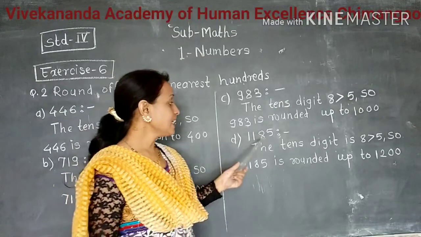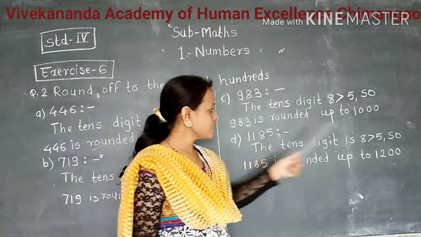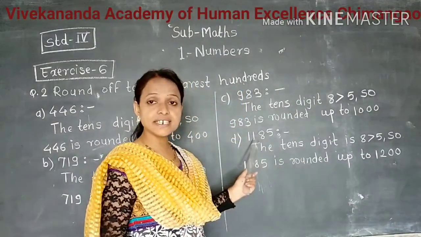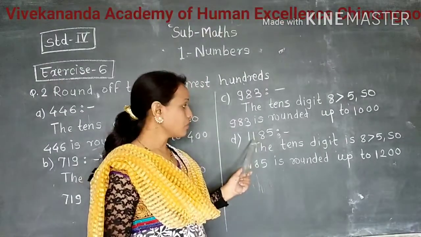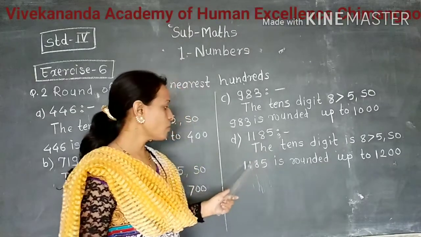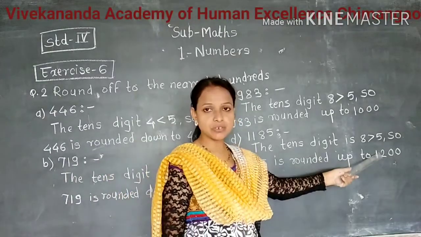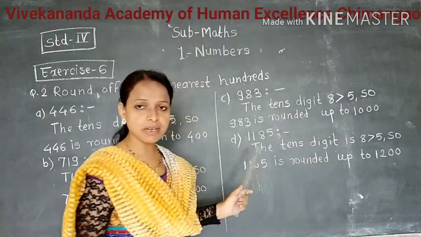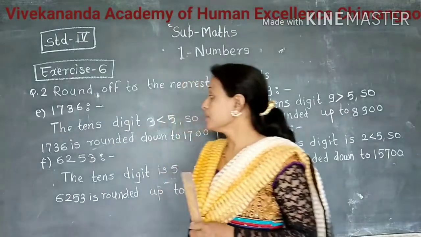Next number 1185. Here the ten's digit is 8 which is greater than 5. So here also the one's digit is replaced by 0, the ten's digit is replaced by 0 and the 100 digit is increased by 1, means 1 plus 1 is 2. So here what is your answer? The ten's digit is 8 which is greater than 5. So 1185 is rounded up to 1200. Here 5 is replaced by 0, 8 is replaced by 0, 1 is increased by 1, 1 plus 1 is 2, and the remaining as is.